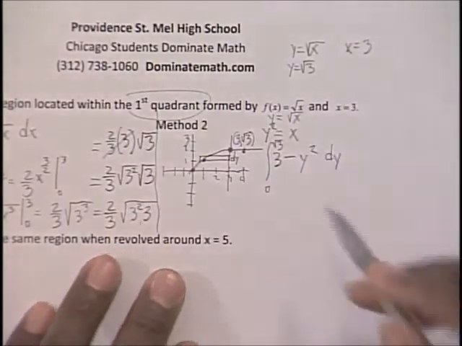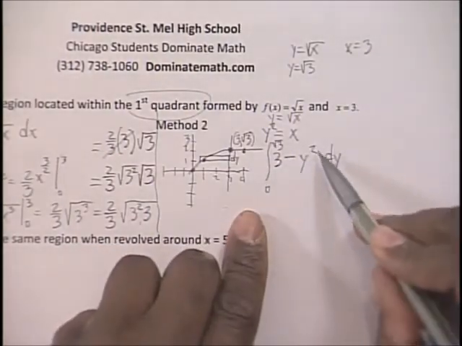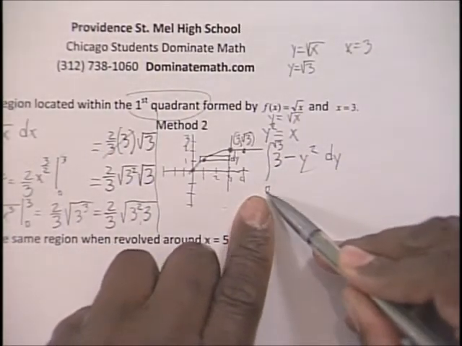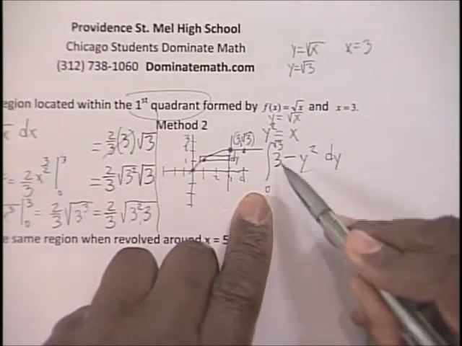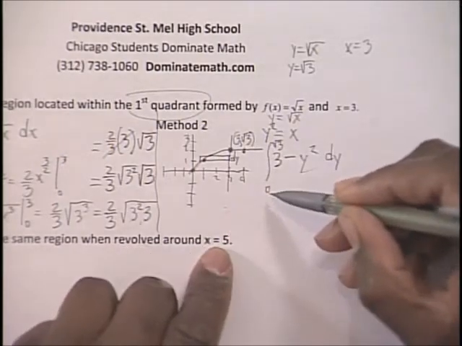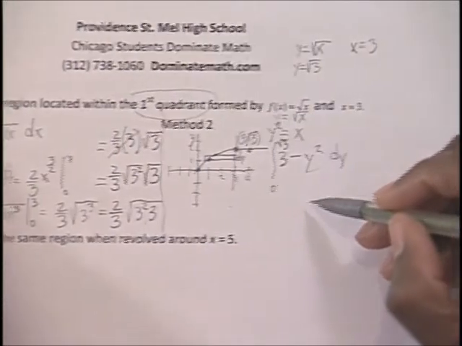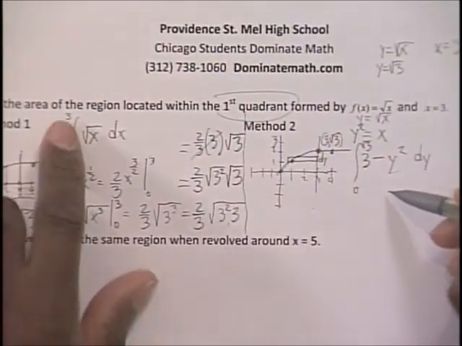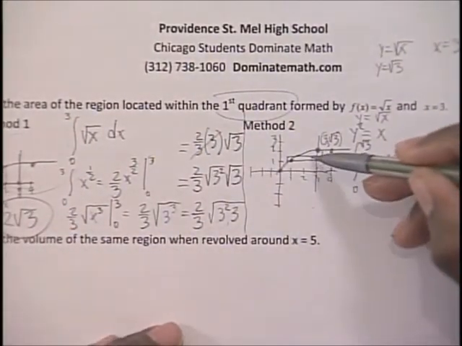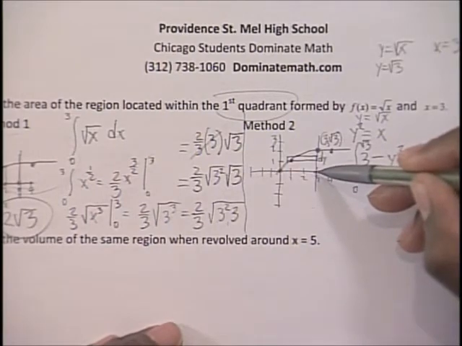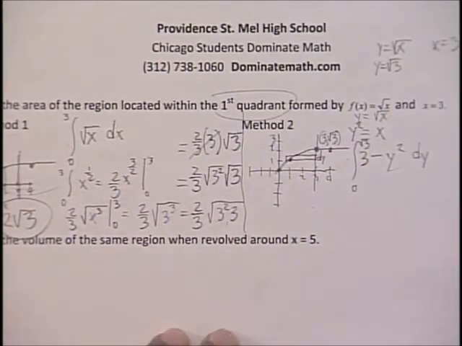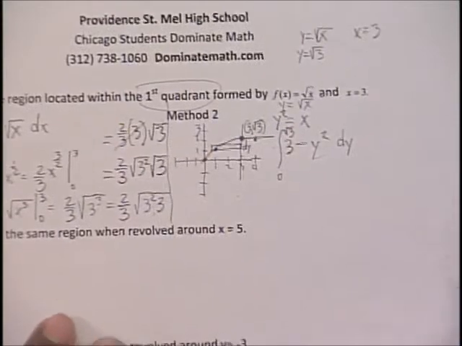Again, our integrand is in terms of y, and our limits of integration are in terms of y. A common mistake here is to keep the same limits of integration from 0 to 3. But we're summing this slice from a y value of 0 to a y value of radical 3. If that's not clear, I need you to call in.